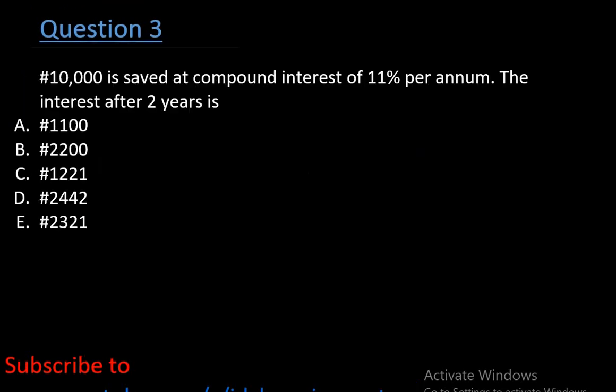Question 3. 10,000 is saved at compound interest of 11% per annum. The interest after 2 years is what? Now, compound interest, the formula is principal bracket 1 plus the rate percent bracket the number of years minus the principal.